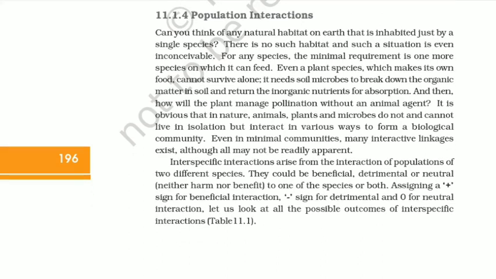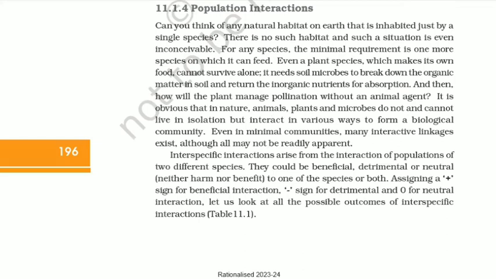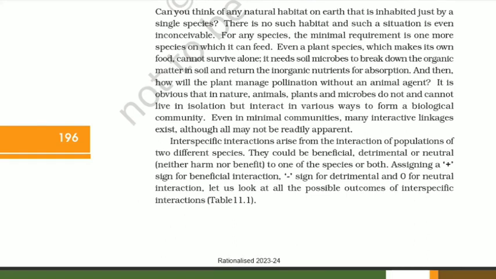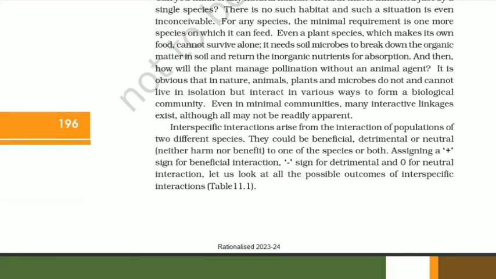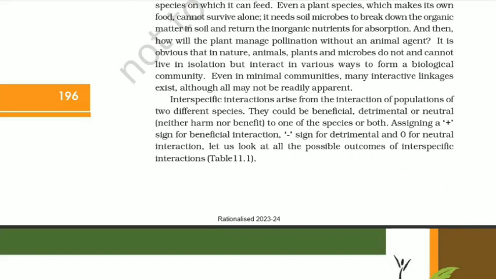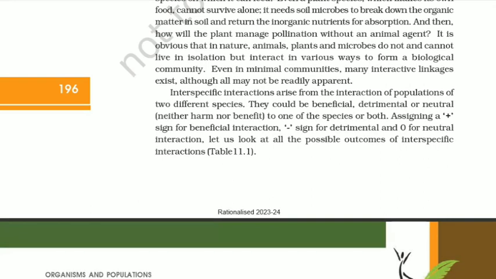11.1.4 Population Interactions. Can you think of any natural habitat on Earth that is inhabited just by a single species? There is no such habitat, and such a situation is even inconceivable. For any species, the minimal requirement is one more species on which it can feed. Even a plant species which makes its own food cannot survive alone. It needs soil microbes to break down the organic matter in the soil and return the inorganic nutrients for absorption. And then, how will the plant manage pollination without an animal agent?